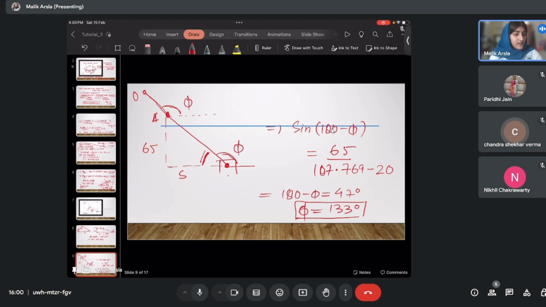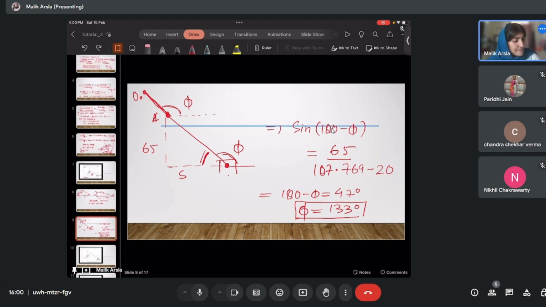So basically this is the length OA. Then AB goes from this length. So this length gets subtracted and this length will remain, okay? So phi is 133 degree, right? Everyone is getting this?